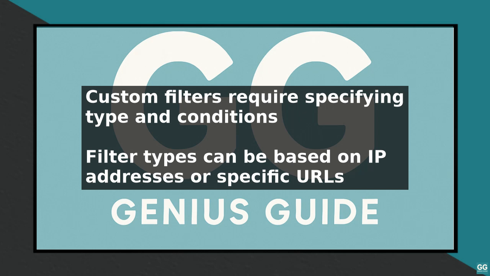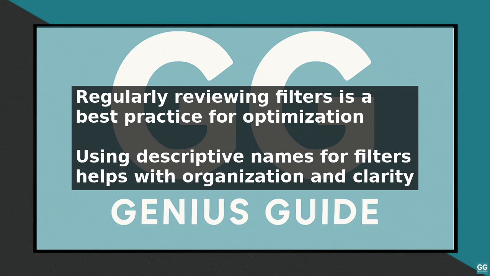Best practices for optimizing Google Analytics filters include regularly reviewing and updating your filters, using descriptive names for your filters, and avoiding overlapping filters. It's also important to note that filters can only be applied to future data, not historical data. To test your filters, create a test view in your Google Analytics account and apply the filters to that view. This will allow you to see how the filters affect your data without affecting your main view.